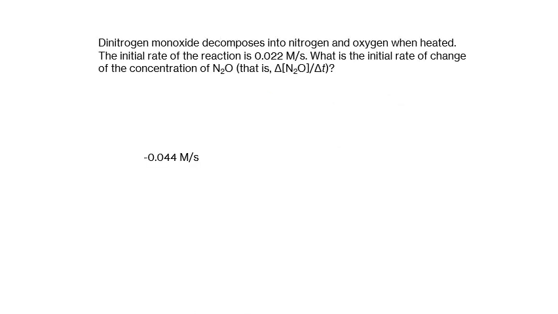Another type of question here, dinitrogen monoxide. So dinitrogen monoxide decomposes into nitrogen and oxygen when heated. So nitrogen and oxygen, I have to balance it. 2N2O gives 2N2 plus O2. And the initial rate of the reaction is 0.022. So first I have to write the rate expression for that.